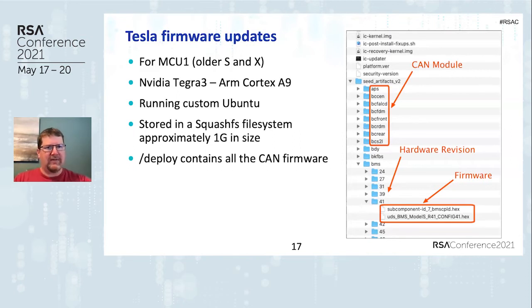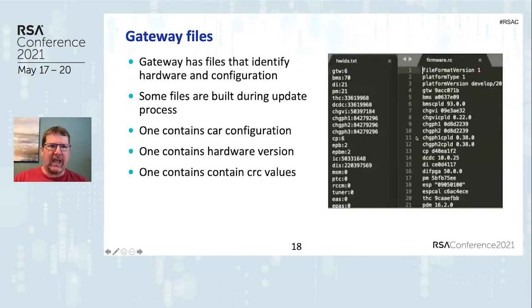But if you can extract that from the system itself, you get to this deploy directory, and then you can actually see all the various firmware components in there. And then the gateway itself has files that identify the vehicle firmware and configuration. So the hardware IDs actually identify all the various modules that are on the vehicle, and firmware.rc is the one that basically has all the necessary firmware that's supposed to be running on the vehicle itself for the revision number.